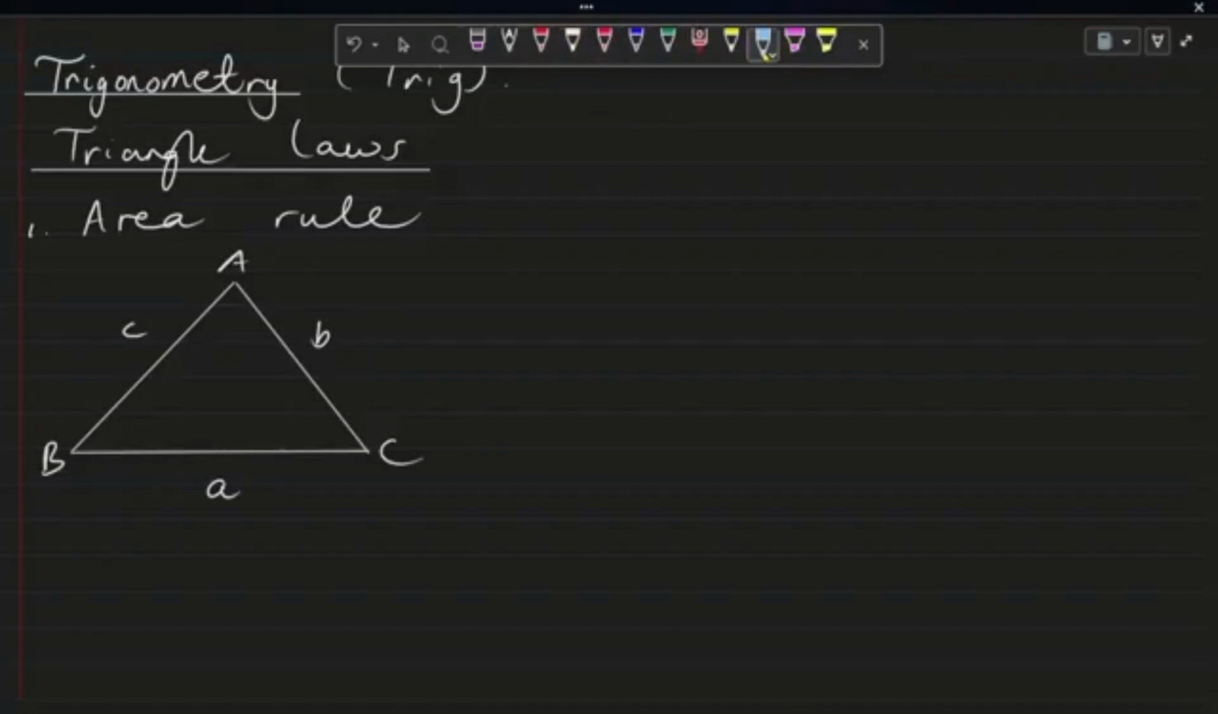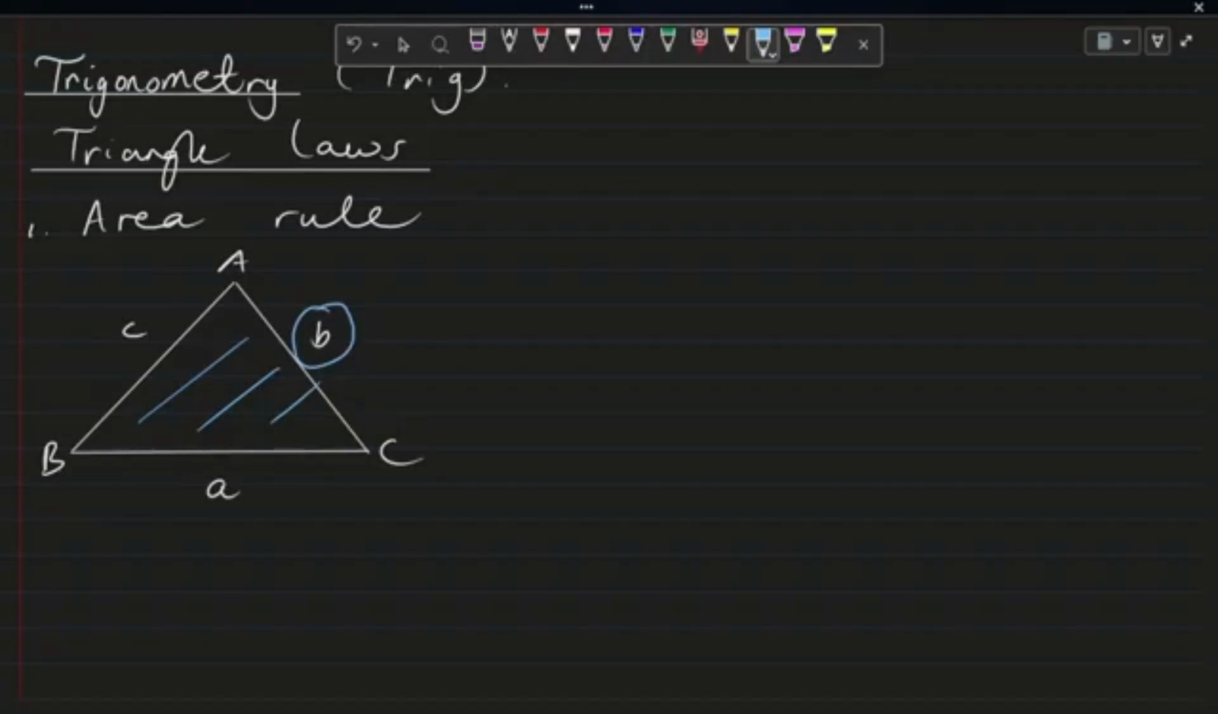according to the area rule, the area of any triangle is given by half times the product of any two sides multiplied by the sine of the angle between those two sides. Okay, what do I mean by this?